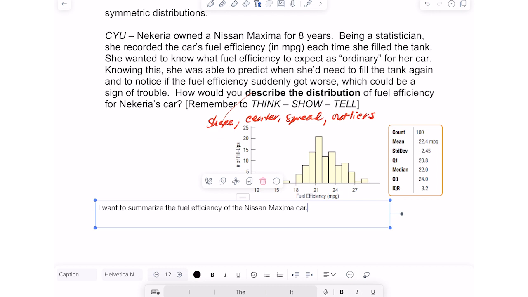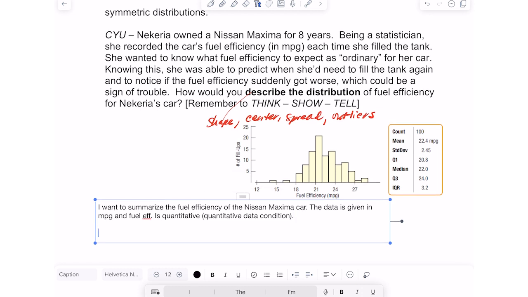And fuel efficiency is quantitative, right? So I want to make sure I check the quantitative data condition, make sure that it's appropriate to use a histogram, and also to summarize using mean, median, and IQR and standard deviation, etc. So the data is given in miles per gallon, and fuel efficiency is quantitative. Okay, so again, I'm checking the quantitative data condition. So that's the think, right? I know what I got to do. I have my information there.